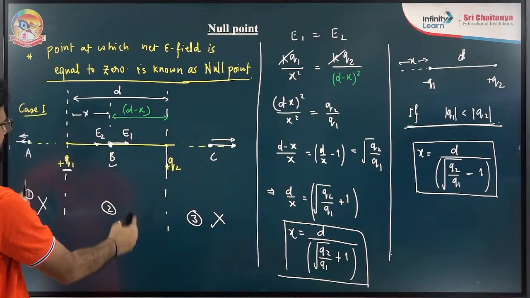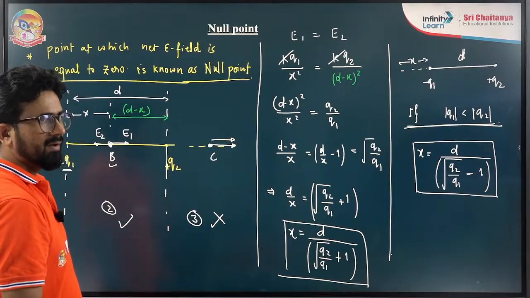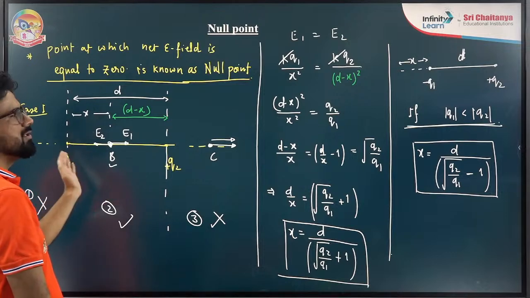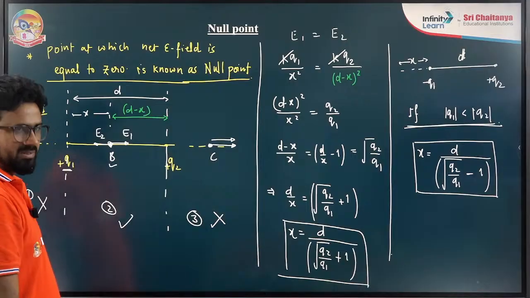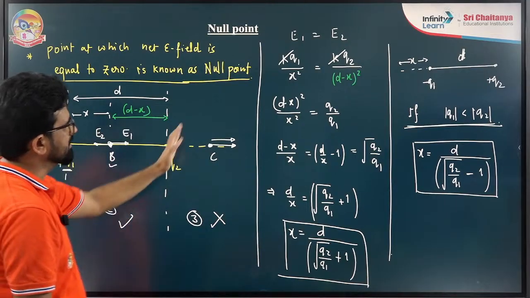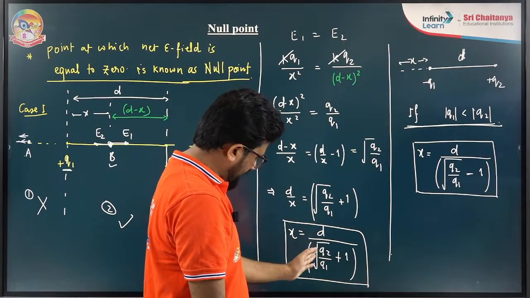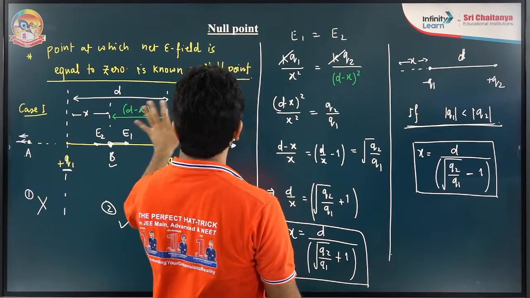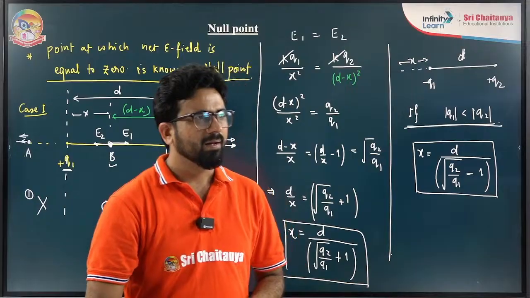So if both charges are positive or both are negative, the null point lies between these two point charges, nearby to the smaller charge. Then we discussed this calculation up to here, that x equals d upon root of q2 by q1 plus 1. This is the null point. I think it is audible to everyone.